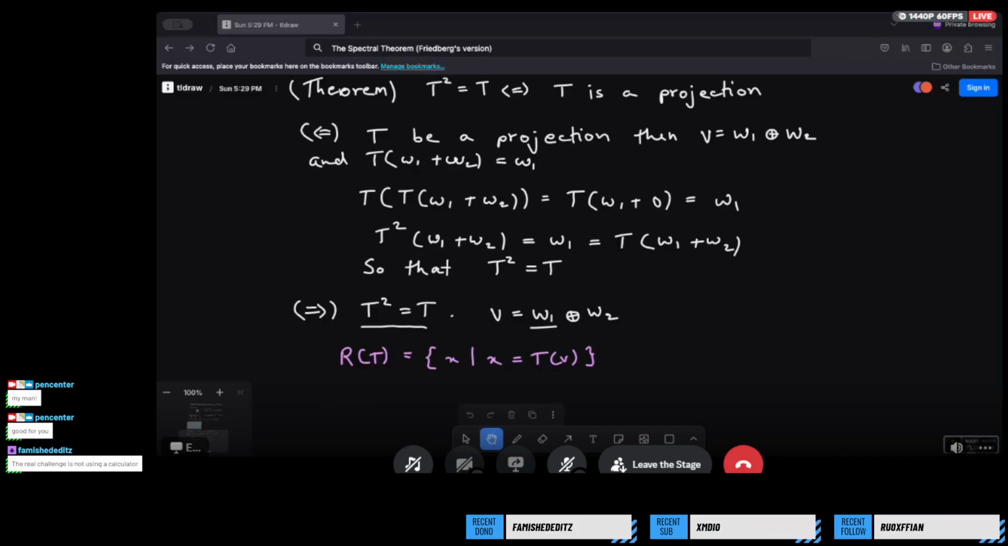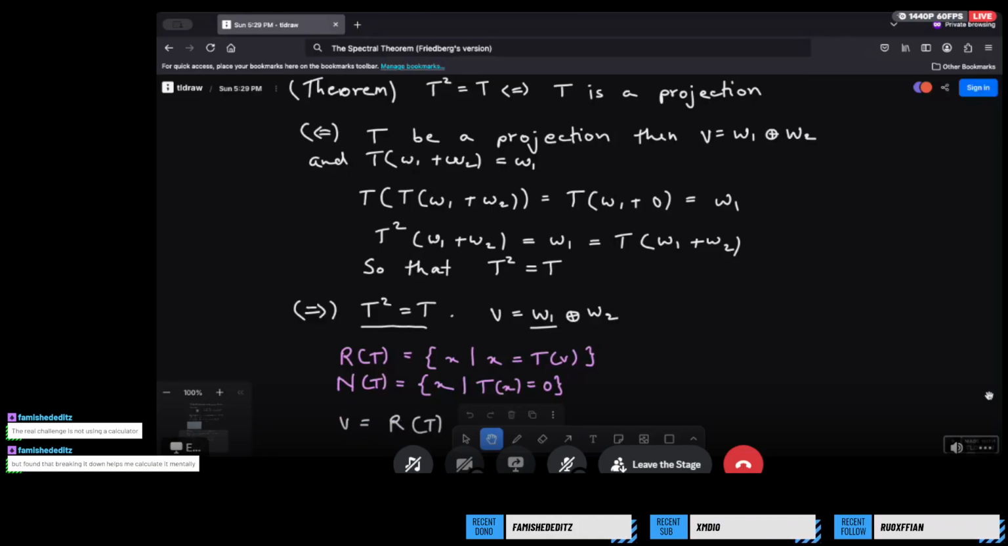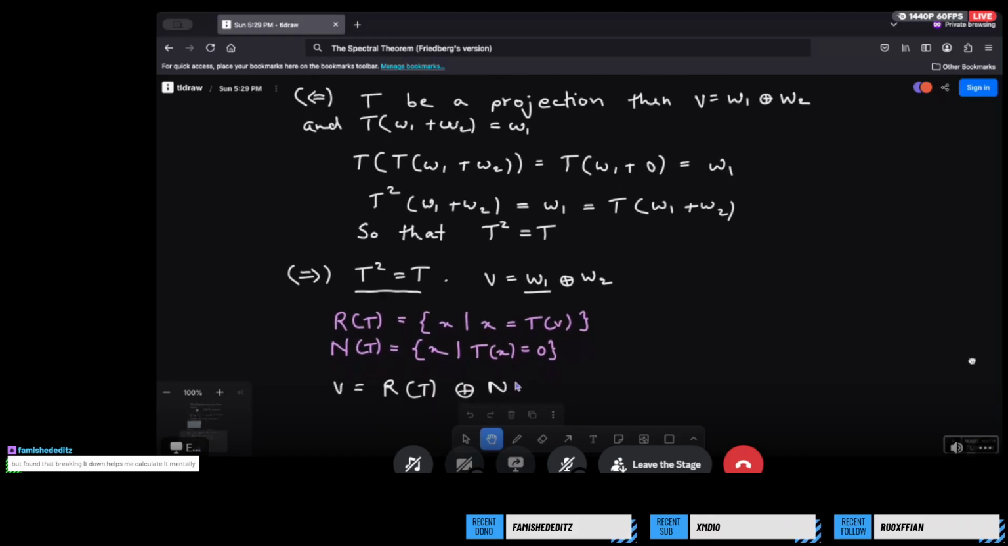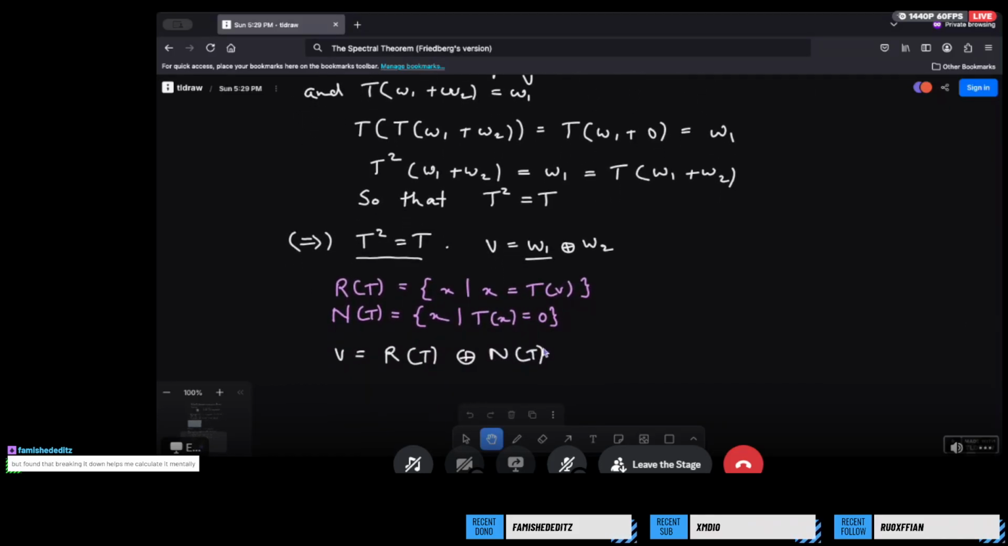So the range of T is one of our components, and our other component is actually going to be the null space of T, or the kernel of T, which is all the x such that T of x is equal to 0. So we have these two. And I would like to decompose V as the range of T direct sum the null space of T. This is the decomposition I would like to get at.